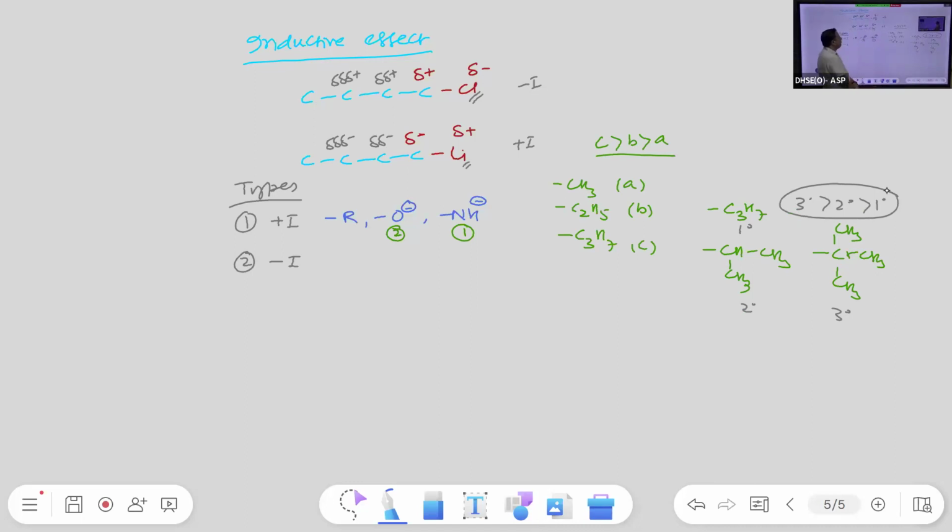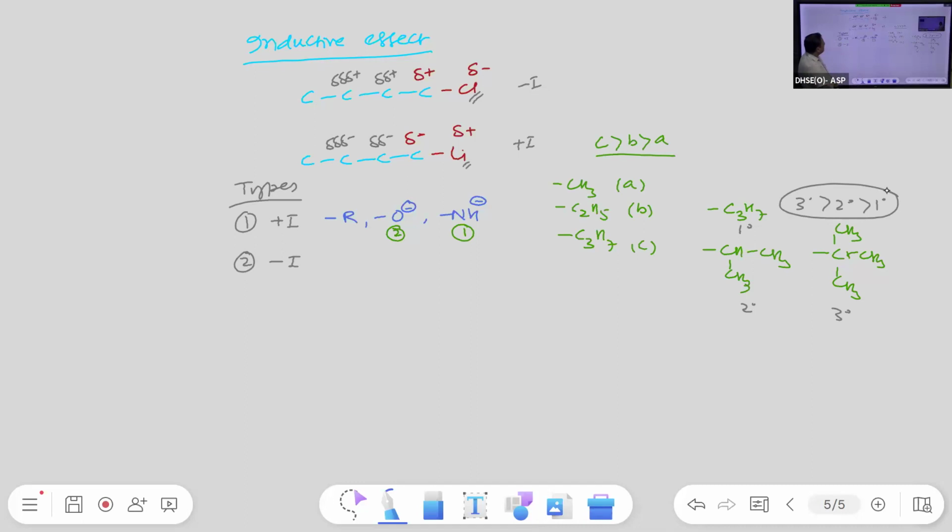First, with the increase in number of carbon atoms, plus I power increases. Second, with the increase in degree of carbon, the plus I power also increases. So it is tertiary greater than secondary greater than primary. Again repeating, tertiary greater than secondary greater than primary. Okay, up to this clear?